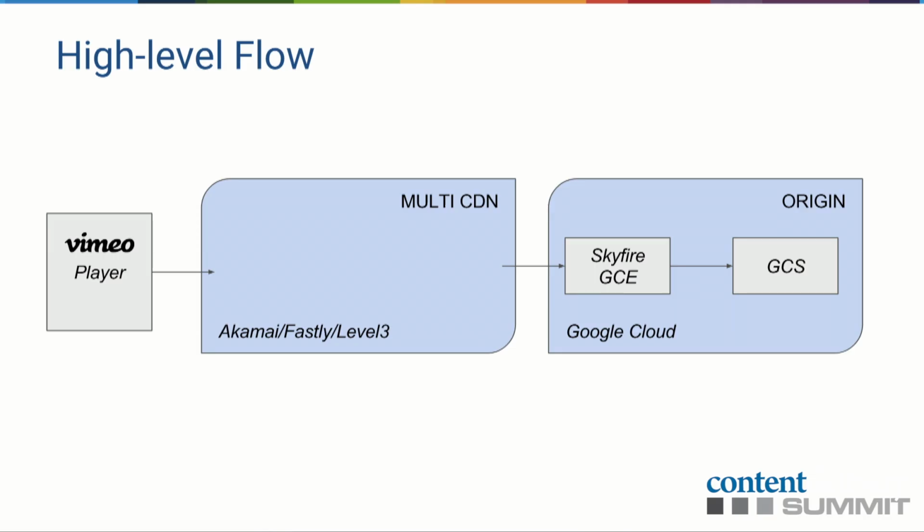This is the high-level flow for the Vimeo player. We have multiple CDNs now. We have Akamai, Fastly, and Level 3, and this is the origin. We have a Skyfire packager running on Google Cloud compute instances, and we have Google Cloud Storage as the origin. It's not limited to it. The packager is written in a very flexible way so that you can plug in any origin, any progressive file storage.